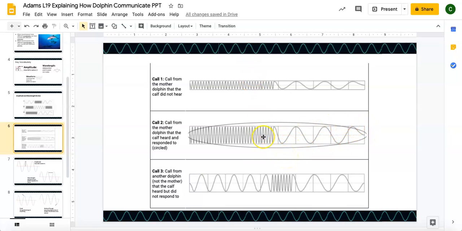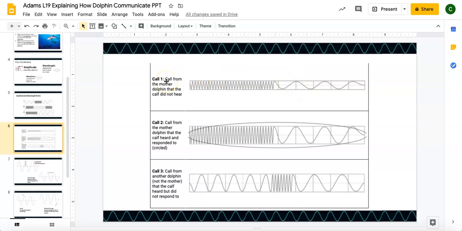Now, because the pitches are the same, you're asking yourself, okay, so what's the difference? Here's the difference. Notice the height in this call 1 versus the height in call 2. This height is greater or taller than the height in call 1. If the height is taller, we know we're dealing with amplitude, and if it's taller, we know that it's louder. And if call 2 was louder, that means call 1 was not loud enough. It was too quiet. It was too quiet because it did not have a taller amplitude.